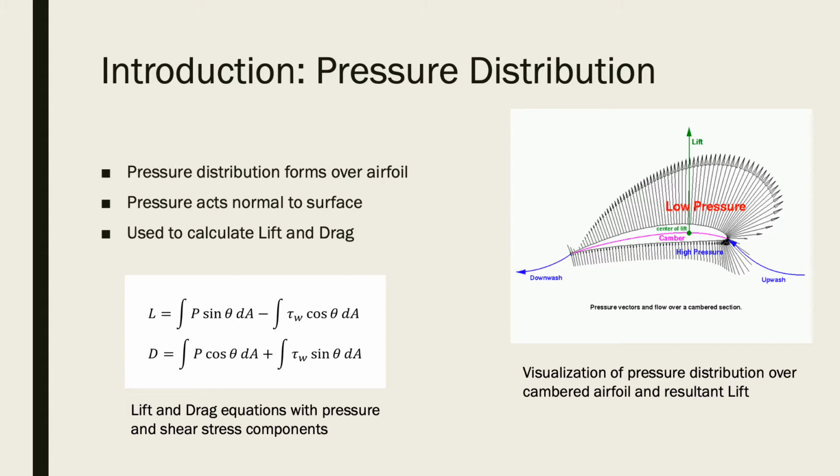In the equations below, the analytical solution involves contributions of both the pressure gradient and the sum of shear stresses along the airfoil. But here we neglect the shear stresses and see that we can find lift and drag from pressure alone.